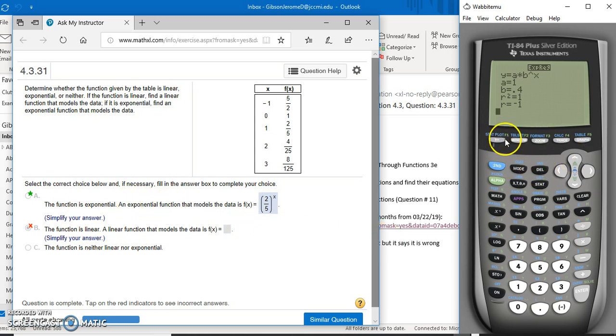Now, if you want to check this just to be absolutely sure, you could press Y= and type in the formula. You have parenthesis 2 divided by 5, close the parenthesis, and take it to the x power, and then press Graph. If you notice, this is hitting every point on the graph, which would let you know that this is the perfect fit.